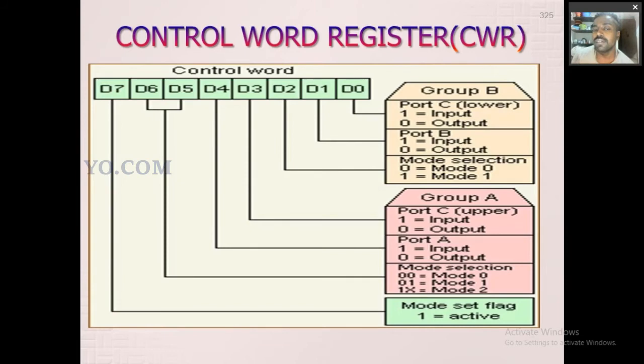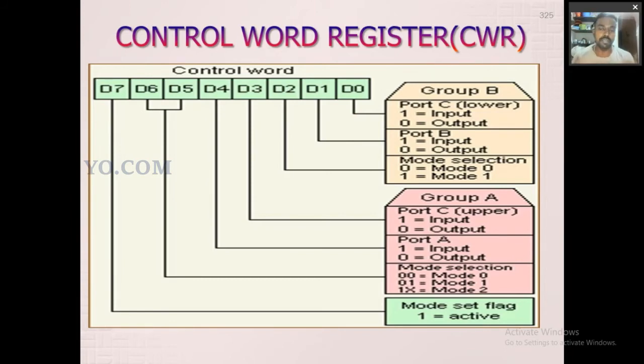In the same way, here we have a different number. All the individual bits are yes or no, that means 1 or 0. According to the requirement, we can fill the number in the concerned cells and make an 8-bit number. That 8-bit number is loaded into the 8255 register. After loading that number, the 8255 automatically executes in the particular mode.